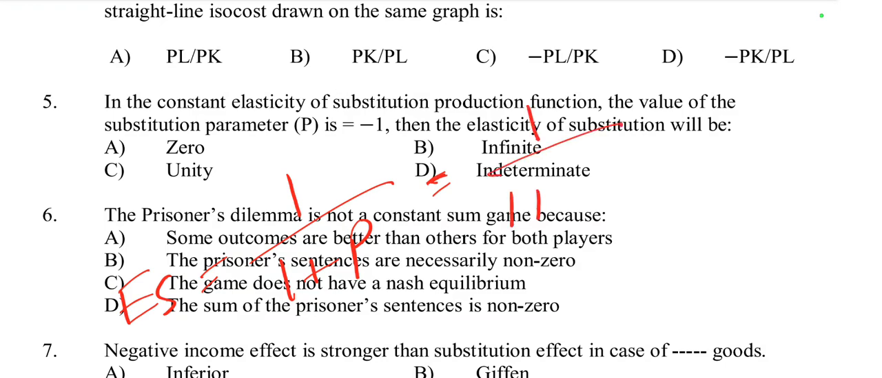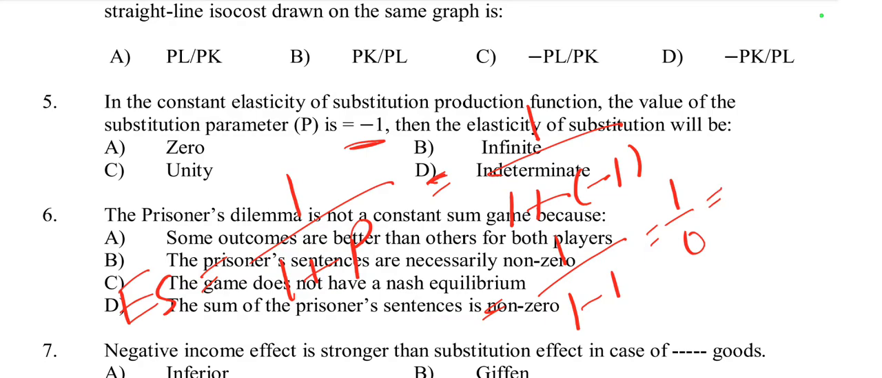So 1 by 1 plus P, the value of P is minus 1, so 1 plus minus 1. So its value is 1 minus 1, which is 0. So 1 by 0. Something by 0, its result is indeterminate, or we can say infinite.